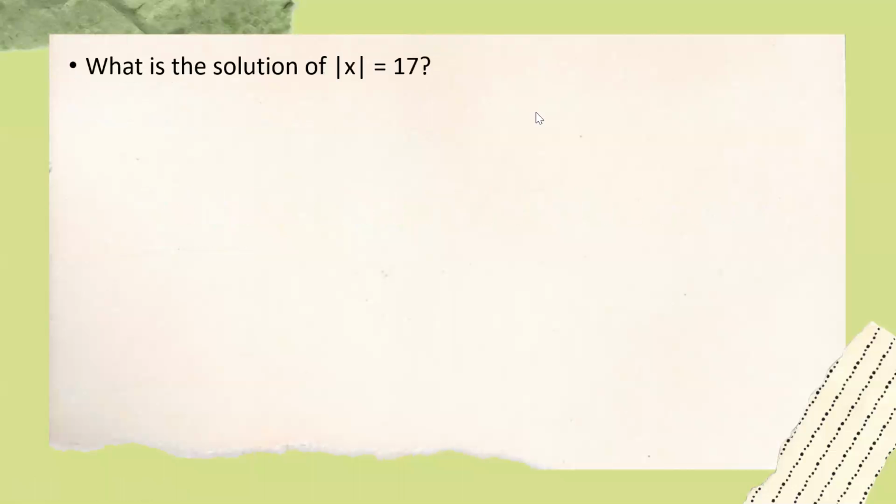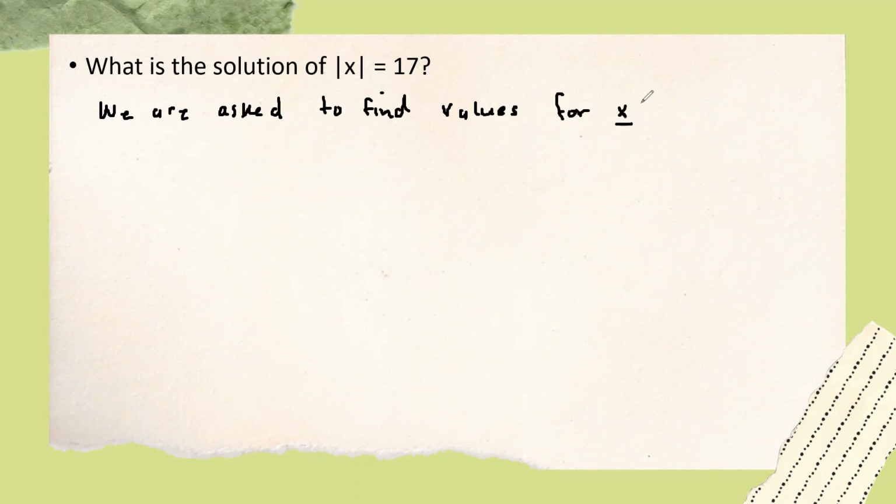And here we're asked to find the solution of the absolute value of x is equal to 17. So what are we asked to find here? We're being asked to find x. What is this number? Or is there more than one number? So let's go ahead and write that. So in this problem, we are asked to find values for x.